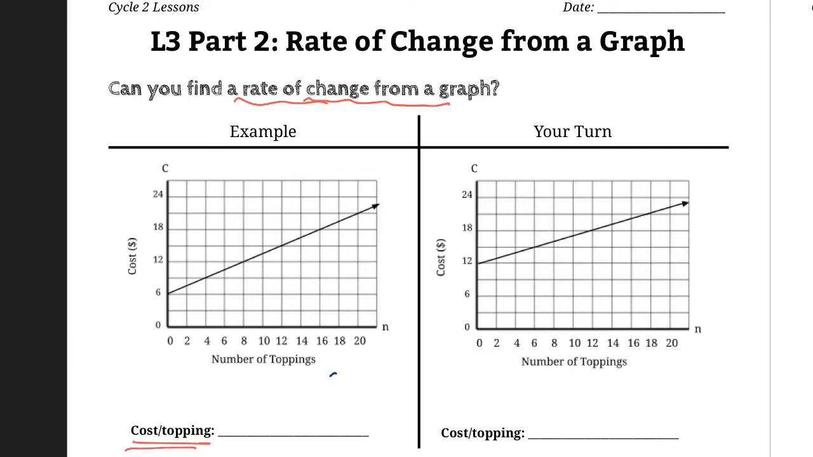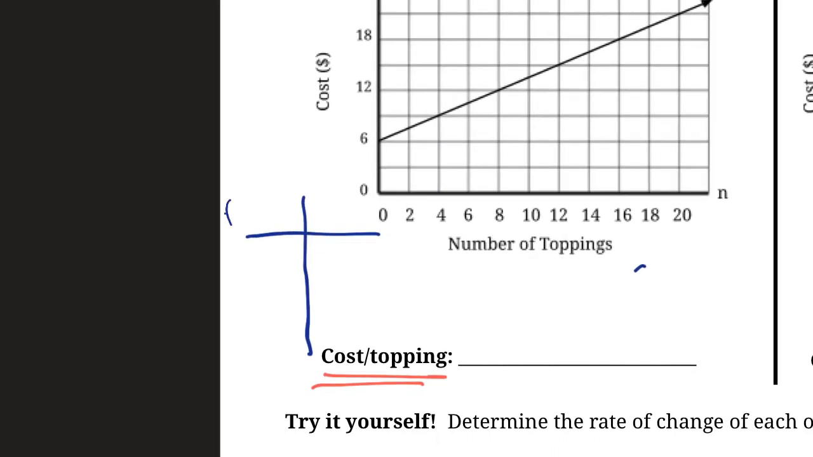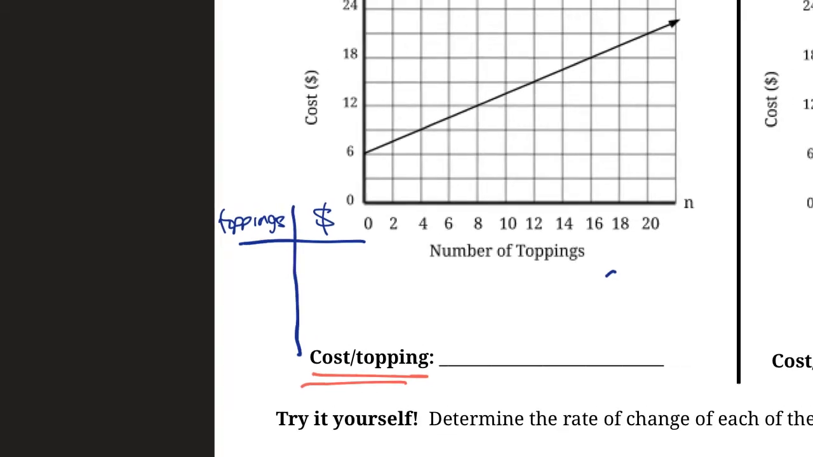Because what we can do is set up our own little table. I'm just going to set up a little T table here, and I'm going to zoom in a little bit down here. This one I'm going to call toppings, and this one cost, or dollars. Those are the two things we're comparing with this graph. We want to know the cost per topping, so that's another way you know that these are the things we care about.